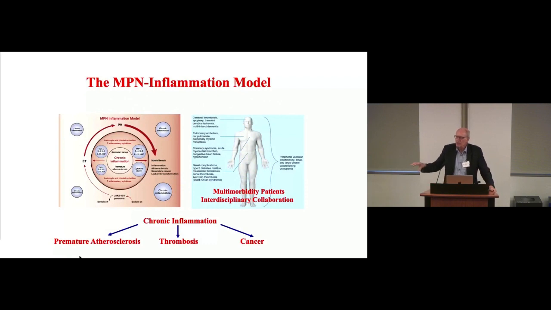Before I go into details about our data, I will just recall our MPN inflammation model, telling the story that we could put in this figure. It starts with CHIP. Several of my colleagues today have told you about CHIP. This is a precursor stage of cancer development, and here a precursor stage of MPNs. And all this chronic inflammation gives rise to accelerated atherosclerosis, to blood clot formation, and cancer.